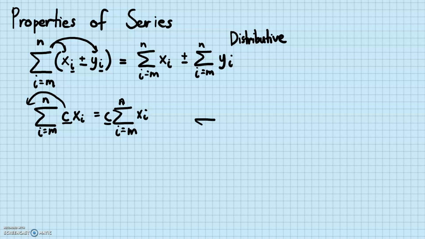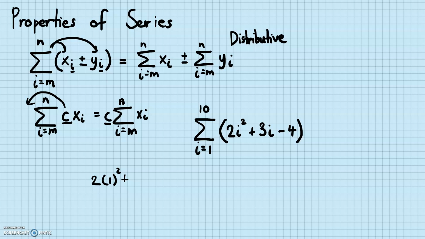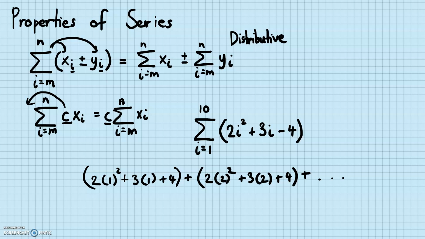So let's say we have a summation from i equals 1 to 10 of 2i squared plus 3i minus 4. Whoa. Okay, so basically this means we're adding from when i equals 1. Roughly speaking, when i equals 1, it's going to be 2 times 1 squared plus 3 times 1 minus 4. Plus, when i equals 2, it's going to be 2 times 2 squared plus 3 times 2. And you can see already that this is going to be a tedious process if we don't have the properties that we talked about in the beginning. But with these properties, this calculation becomes much easier.